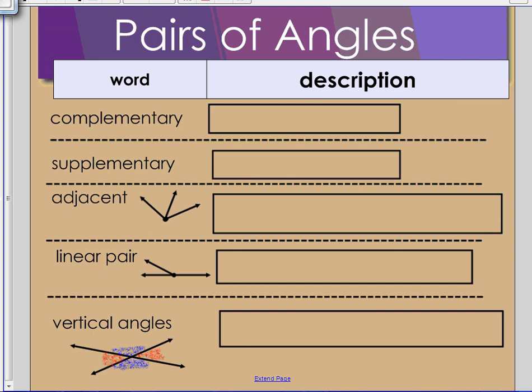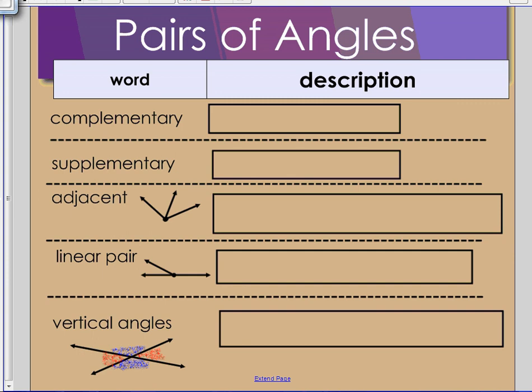Hello, geometry kiddos. So today we're going to be talking about different angles. Many of these are going to be review for you. You've heard of them in past math classes, but today we're just going to go over them a little bit more. So we have different types of angles.